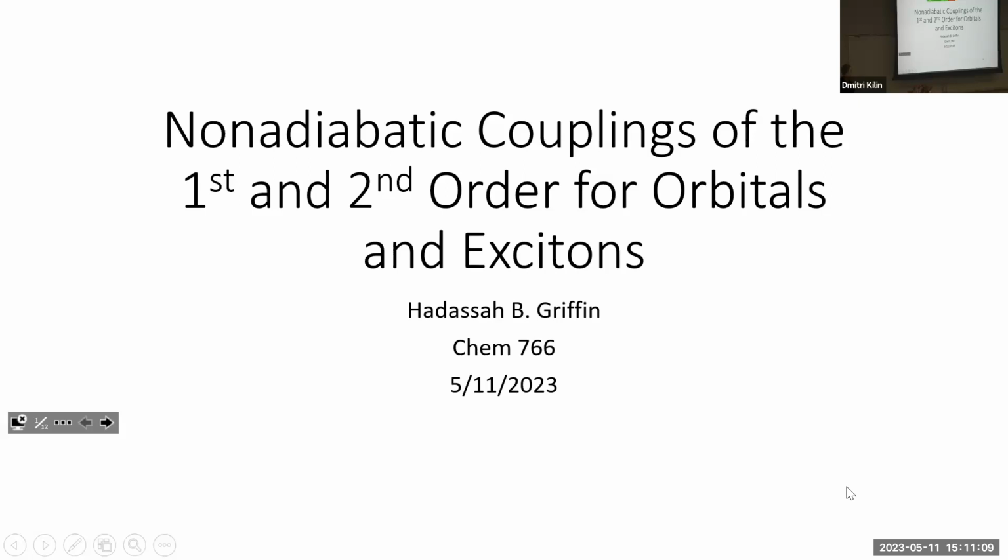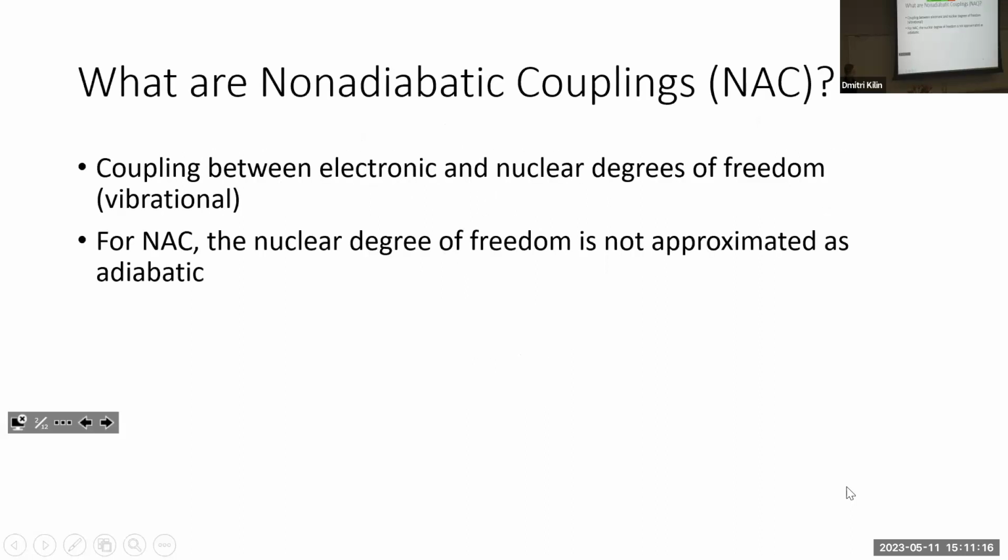All right, so I'll be presenting about non-adiabatic couplings of the first and second order for orbitals and excitons, and there'll be some similar stuff to what Lola talked about since she addressed non-adiabatic couplings. So as for what they are, it's a coupling between the electronic and nuclear degrees of freedom. And in the case of nuclear degrees of freedom, that can relate to vibrational degrees of freedom. And in this case, since it's non-adiabatic, the nuclear degree of freedom is not approximated as adiabatic, and I'll explain a little more about that in a moment.